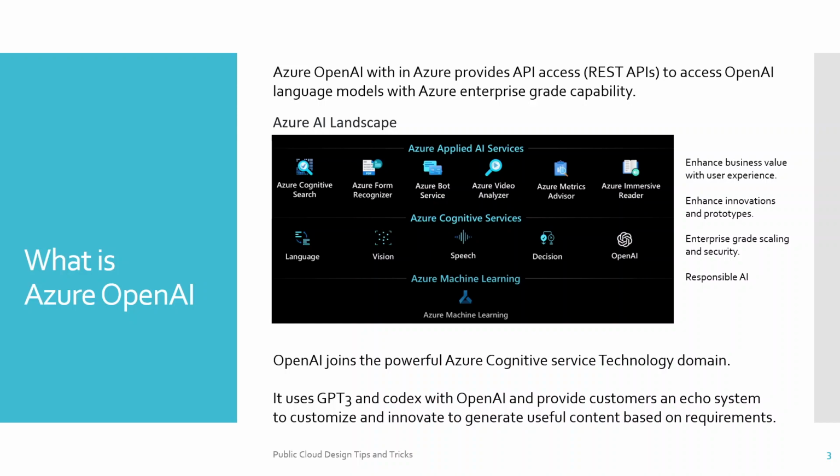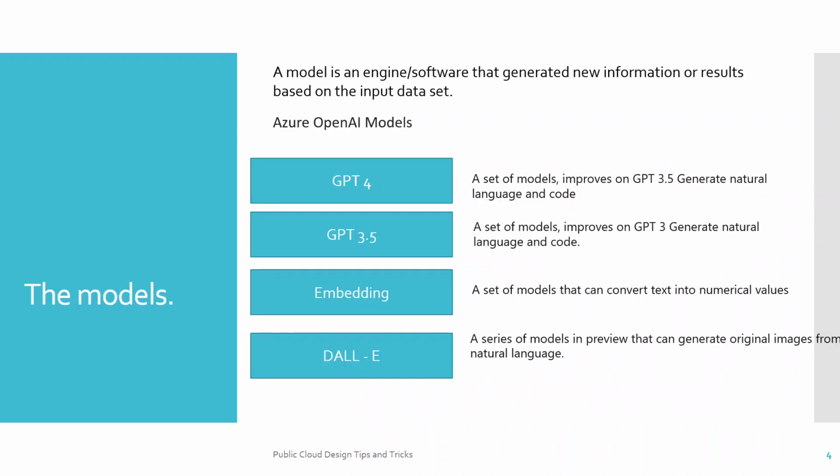Now it uses GPT-3 and Codex with OpenAI and allows customers and ecosystems to customize and innovate, to generate useful content based on their requirements. So that is how it works. The benefit of using this within Azure is that it enhances the business value with user experience, it enhances the innovation capability, and it provides enterprise grade scaling and security within OpenAI, and it also deals with responsible AI. So in a nutshell, that is what Azure OpenAI is.